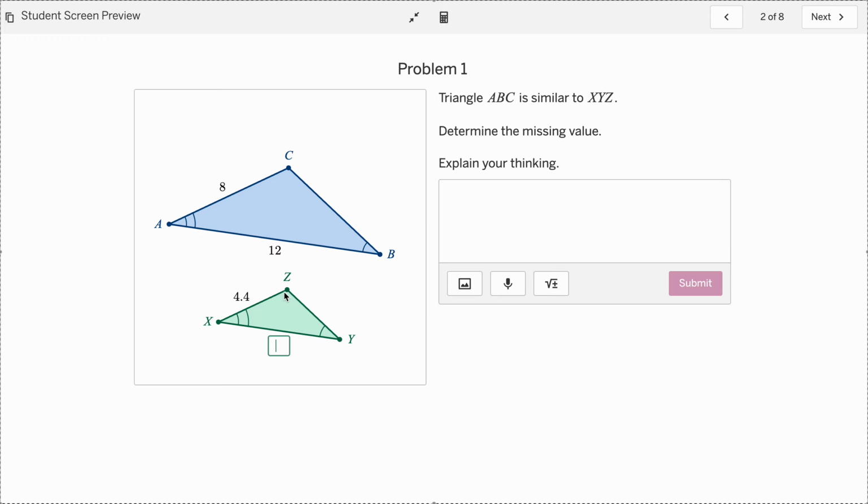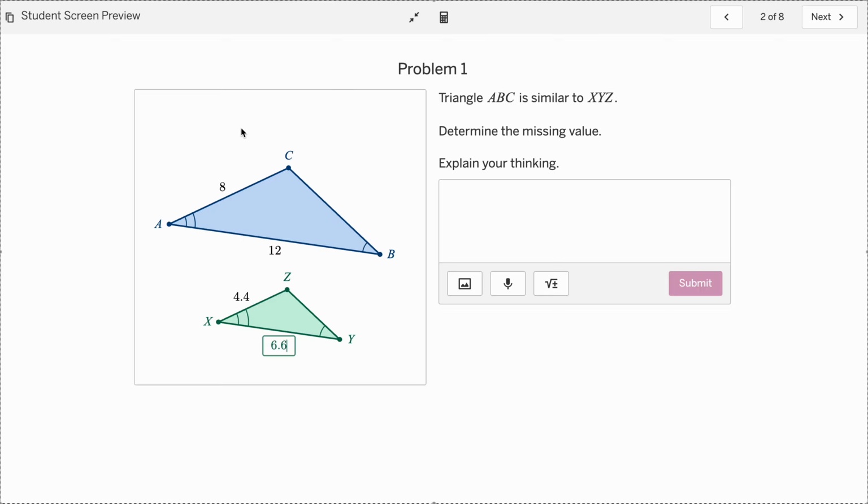I have to do the math real quick. I'm sorry, I did 2.5. I need to do 1.5. 4.4 times 1.5, which is 6.6. So this length would be 6.6 right here.